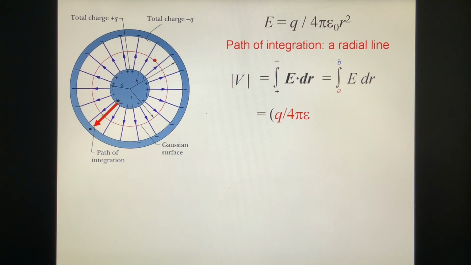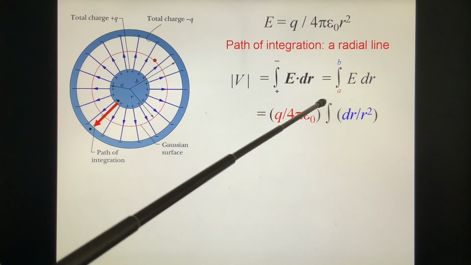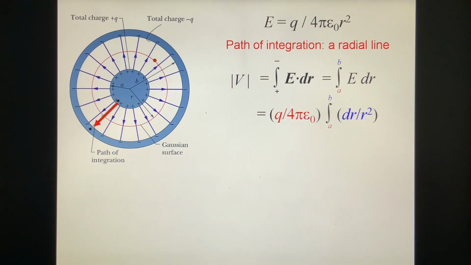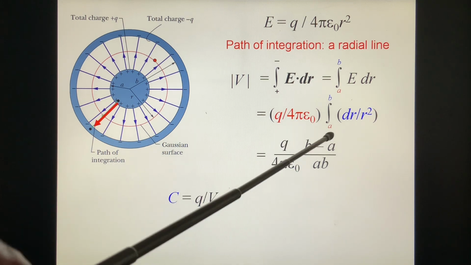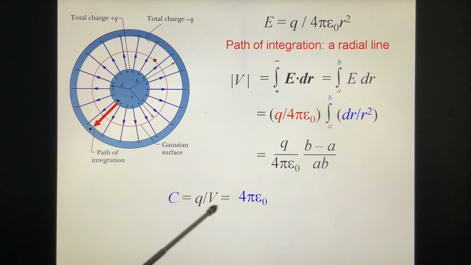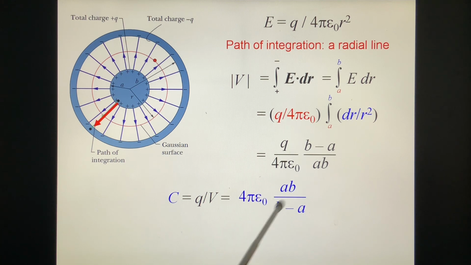That's a very simple calculation. We put the constant inside and take it out, and we get the integral of dr over r squared from A to B. This is very simple. The integral is minus 1 over r, right? So we put in A and B, and you get this number. We have V and Q, and Q over V equals 4 pi epsilon zero AB over (B minus A). You see C is completely defined by its geometry, nothing to do with Q and V.